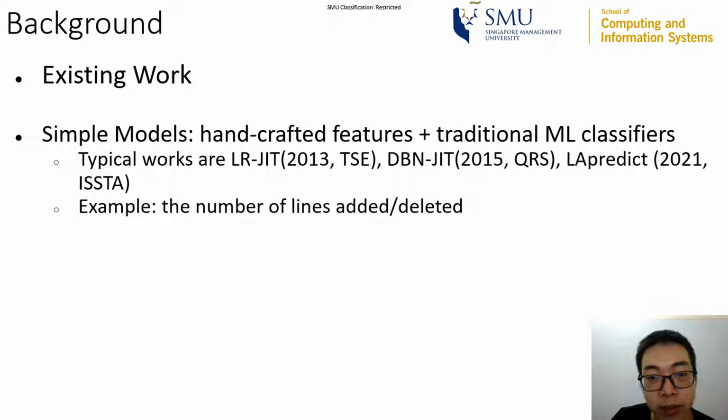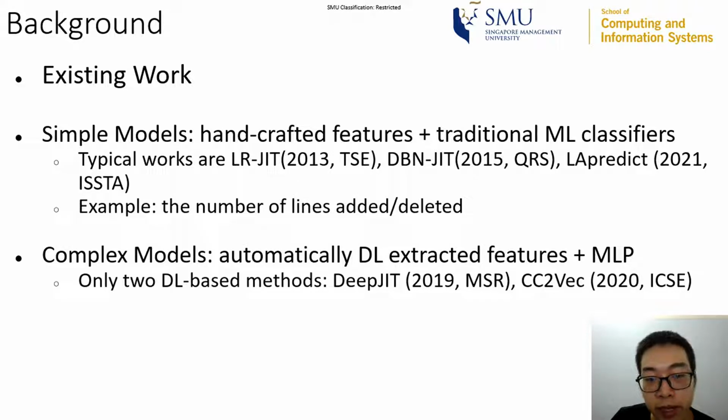make some mistakes. Another kind of method is called complex models in our paper if they are using deep learning modules to automatically extract features from the content of the commit. There are only two deep learning based methods, DeepJIT and CC2Vec.